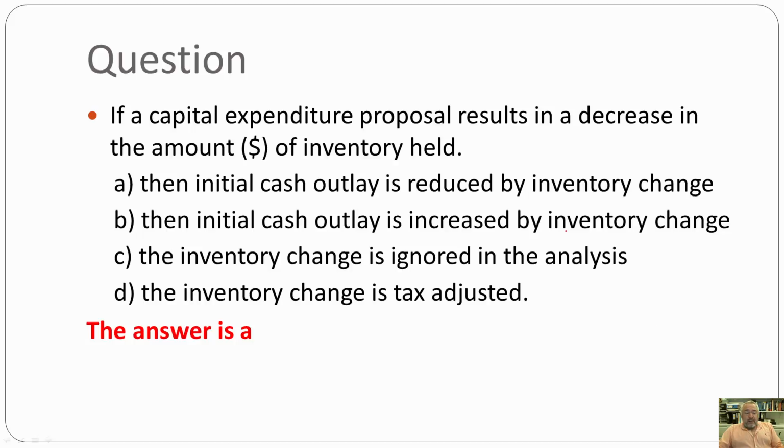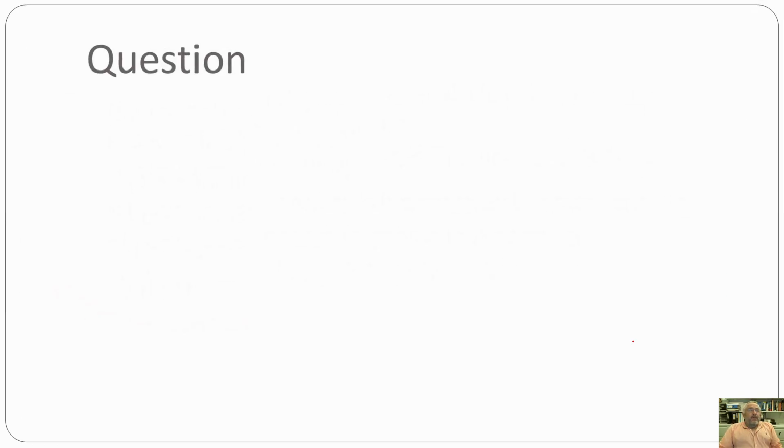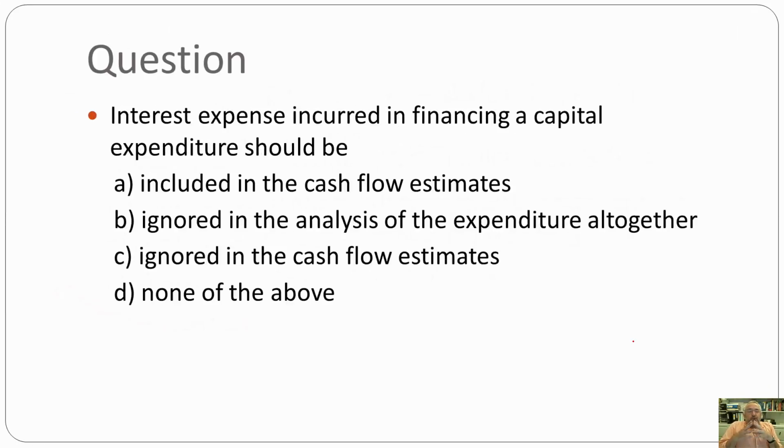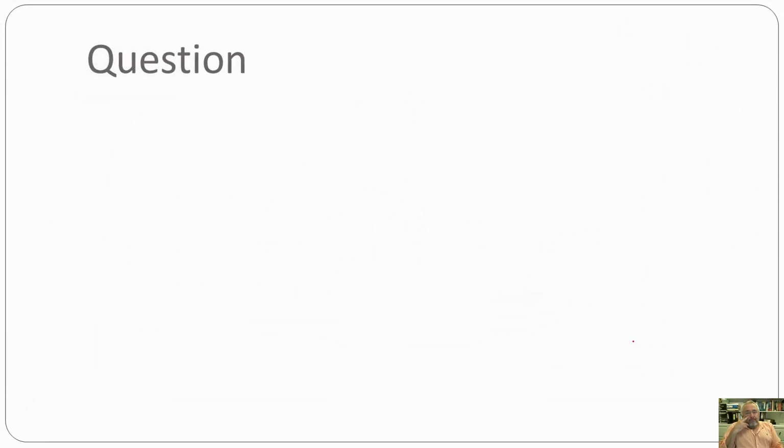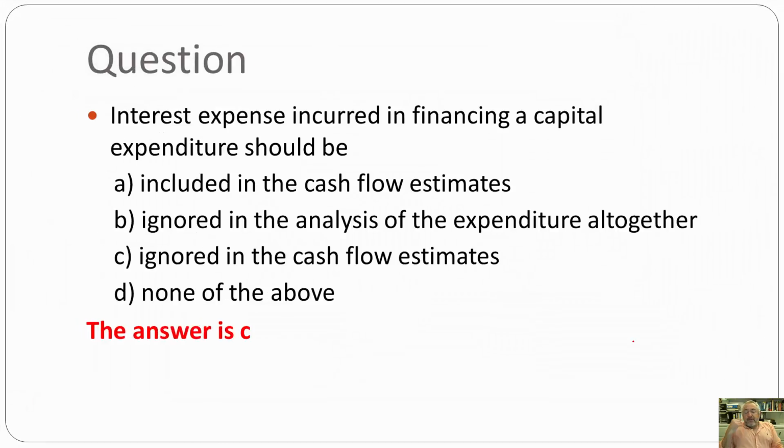Let's think about interest. Interest expense incurred in financing a capital expenditure should be. The answer, of course, is C. Remember that we're excluding financing costs. Those are incorporated in the cost of capital, which is the discount rate we're using for calculating net present value. So we ignore financing aspects.